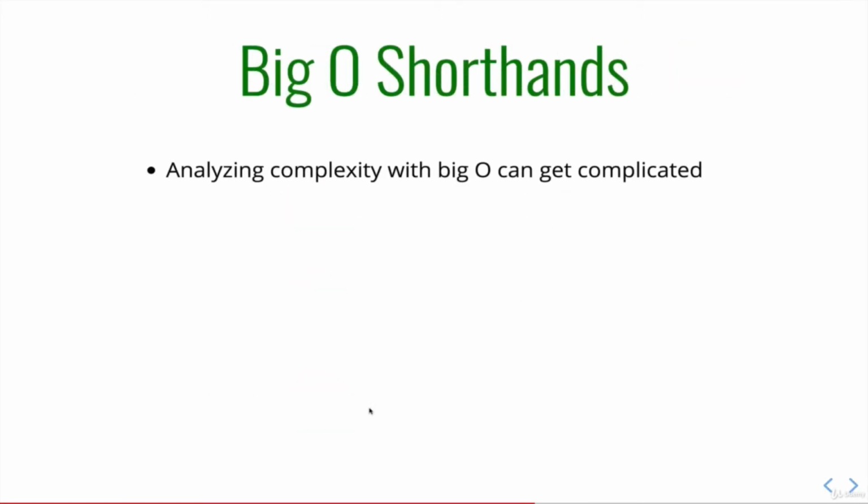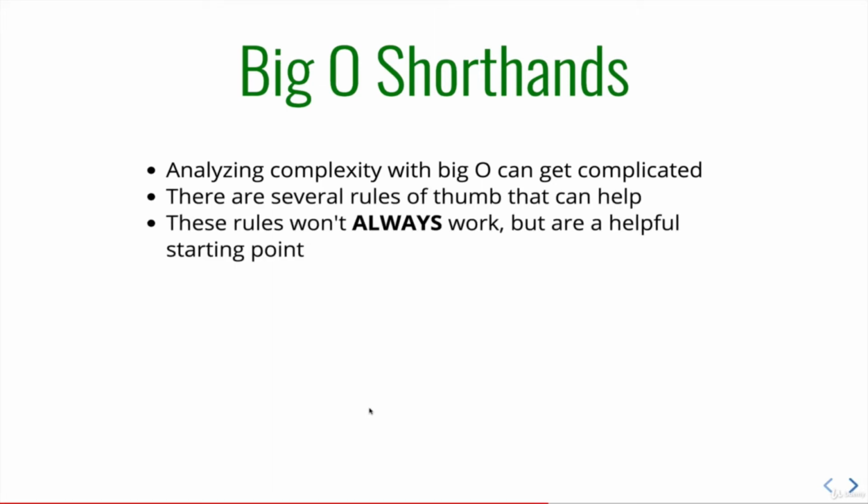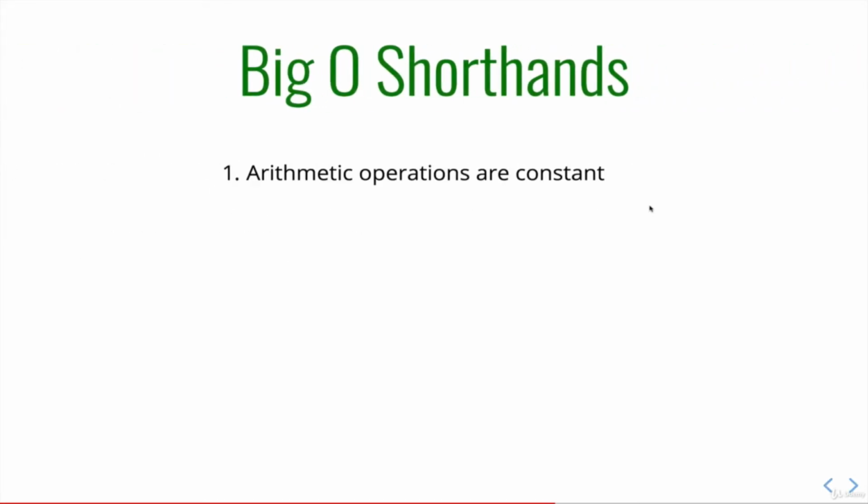So a couple things that you can keep in mind. When analyzing complexity with big O, things get complicated and you can nitpick and stress out about the individual details. But there are some rules of thumb, again, that can help. They don't always work, but it's a good starting point. The first is that arithmetic operations are constant. So if we're adding something or subtracting or dividing and so on, that's going to be constant time.